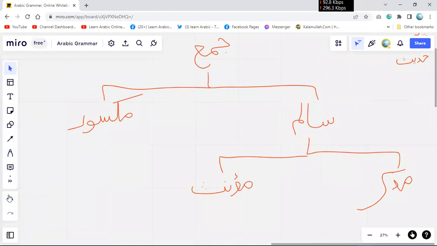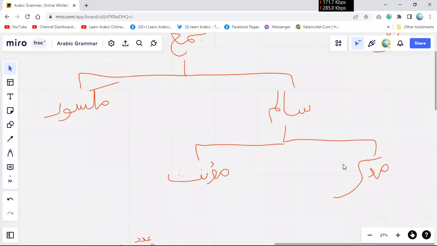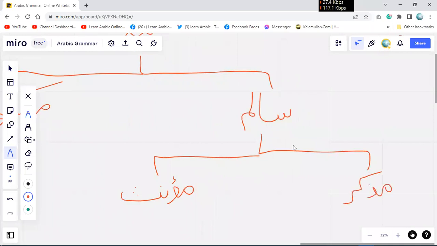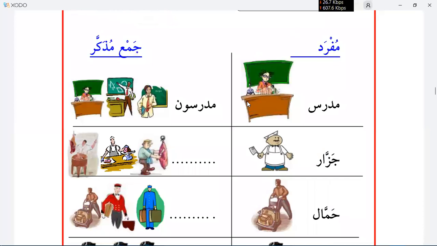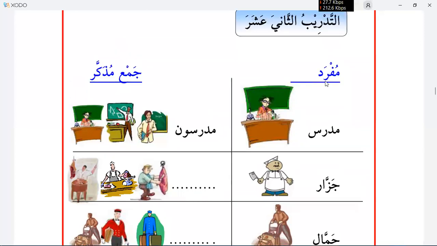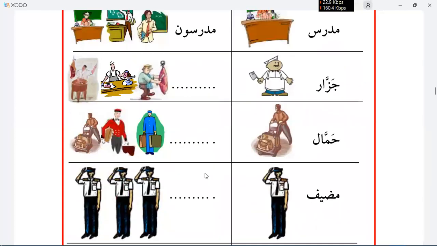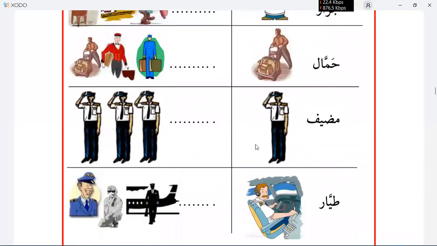Then salim has two types. Jam' Muzakkar Salim and Jam' Muannas Salim. Jam' Muzakkar Salim means sound masculine plural, and Jam' Muannas Salim means sound feminine plural. If someone asks you to make Jam' Muzakkar Salim, it is very easy. Just add wow noon to the word and it will become Jam' Muzakkar Salim. Mufrad means singular. Mudarris means one teacher, mudarrisun means teachers. In this way, you will make all these plurals.